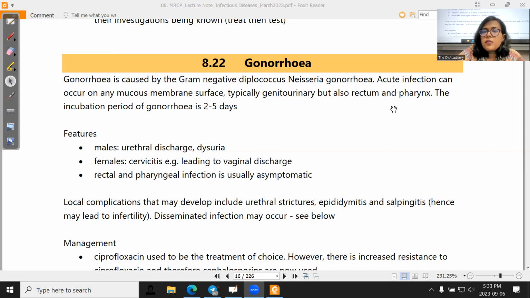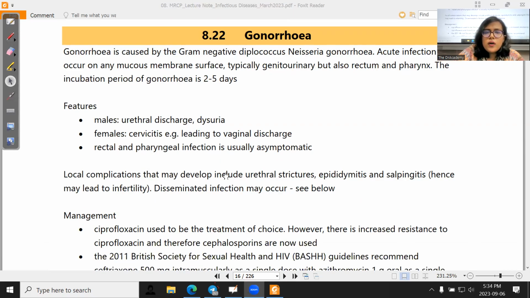Gonorrhea will be causing more discharge compared to chlamydia. Chlamydia usually causes itchiness, uneasiness, and a burning sensation during peeing, and gonorrhea usually causes purulent discharge. Rectal and pharyngeal infection is usually asymptomatic.